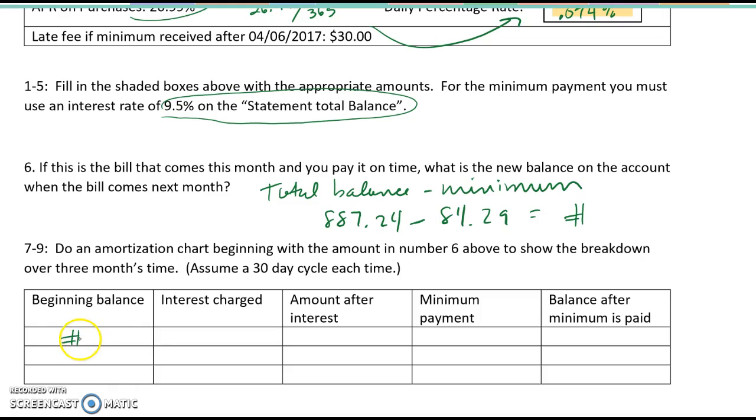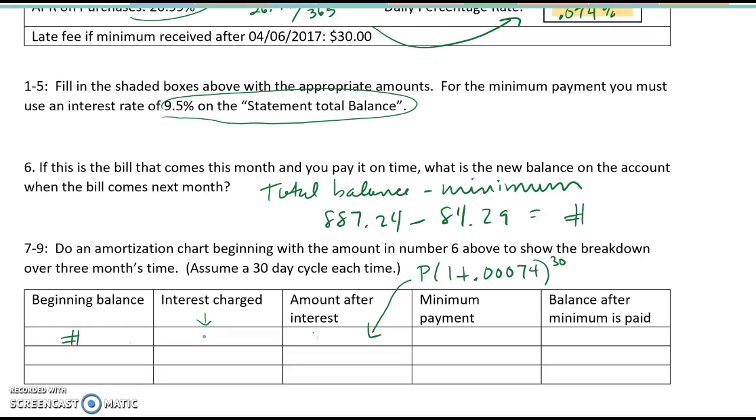Once you have your beginning balance here, we're going to run through this just like we did in class. I'm going to plug this number into my P. So it will be whatever the P is times 1 plus, we're using that same 0.00074 to the 30. That amount will go there. And you'll need to subtract these two to get how much interest was charged.